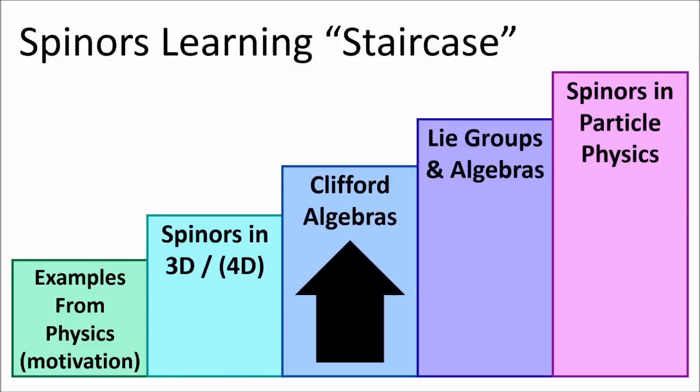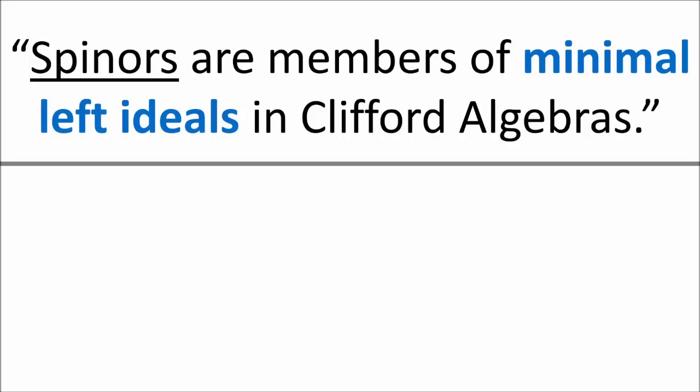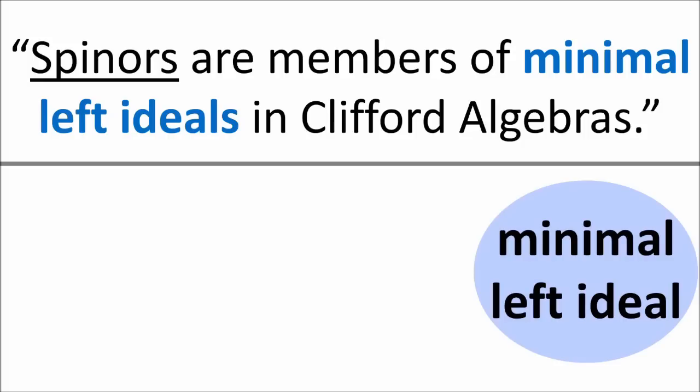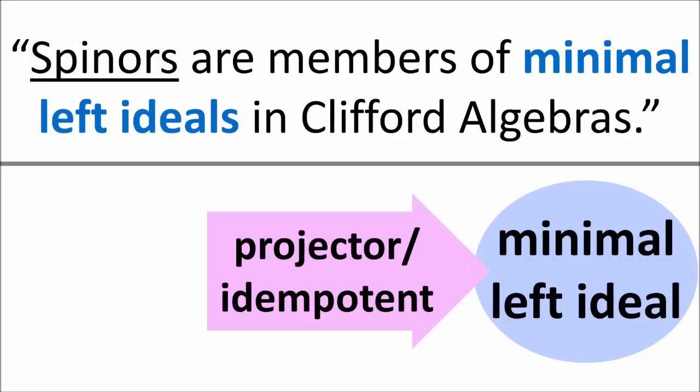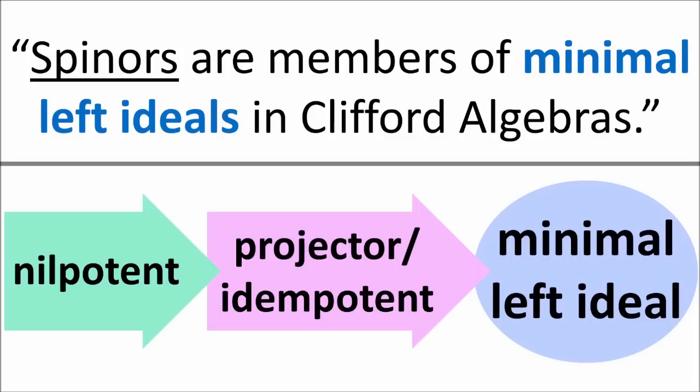This is the final video where we discuss spinors as members of Clifford algebras. In the previous video, we discussed how spinors are members of minimal left ideals in Clifford algebras. The easiest way to get a minimal left ideal is to find a minimal projector or idempotent element that creates a minimal left ideal.